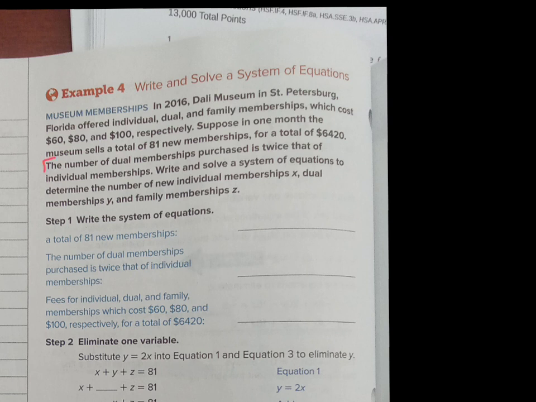Write and solve a system of equations to determine the number of new individual memberships, the number of dual memberships, and the number of family memberships. Okay, so they've told you what the variables are. Usually they're not going to do that. Most of the time, for what you guys are doing, it's going to be the last sentence. But that's the important part. X is the number of individuals, Y is the number of dual memberships, and Z is the number of family memberships. So what other things up here are going to be useful?